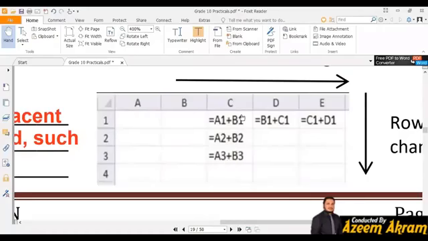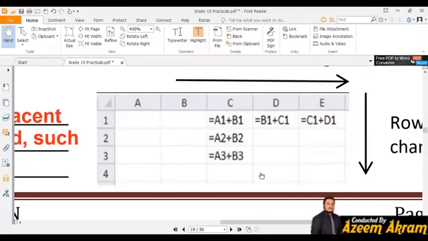Understood? When I am dragging sideways, from here to here, A has become B, B has become C, and again with another drag, C has become D. So there is nothing happened to the row number, only the column is affected. If I am dragging down, nothing has happened to the column letter, and it is totally the row number that is affected. So remember, this is exactly relative cell reference.